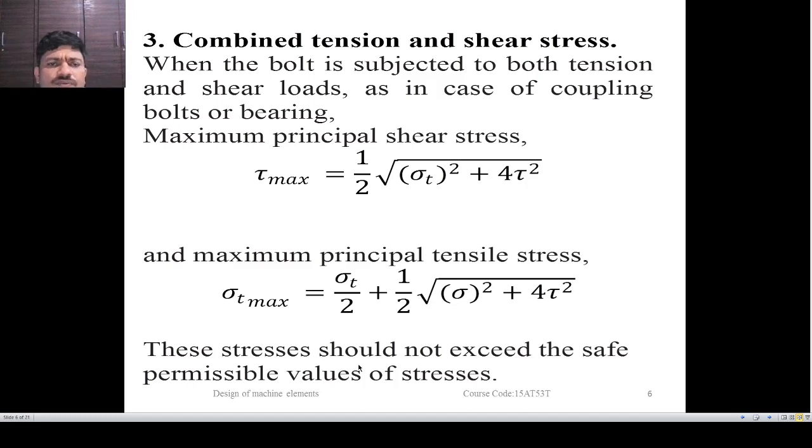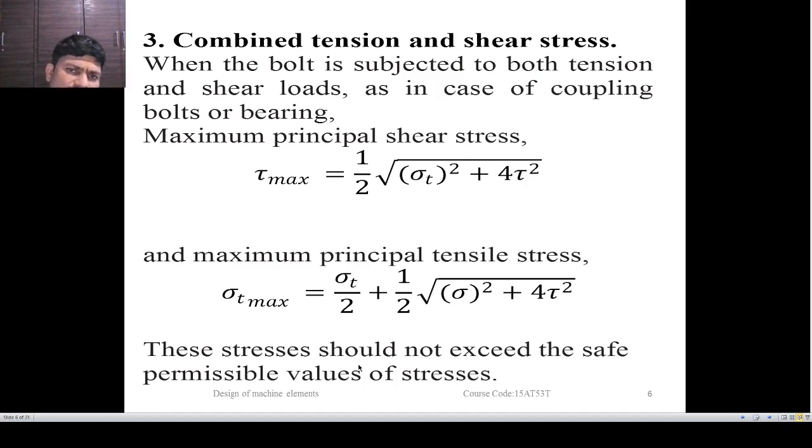So for our level, this is beyond our scope. Anyhow, for theoretical purposes also we should know. The designing of screw fasteners or nut and bolt based on the combined tension as well as shear stress follows the maximum principal shear stress theory along with the maximum principal tensile stress theory.